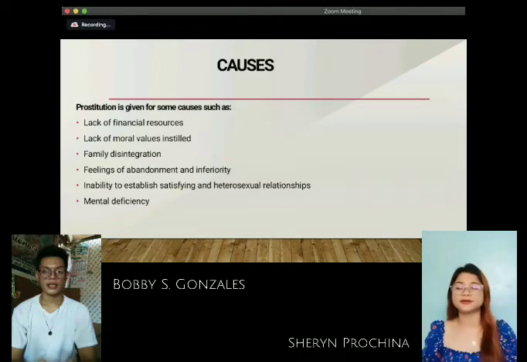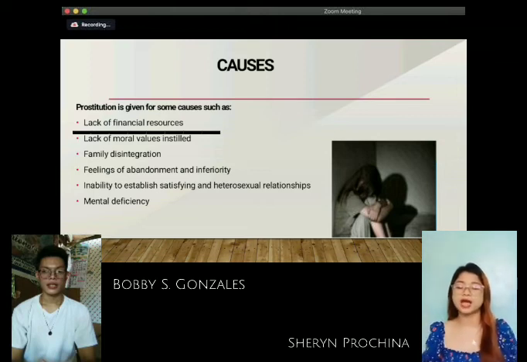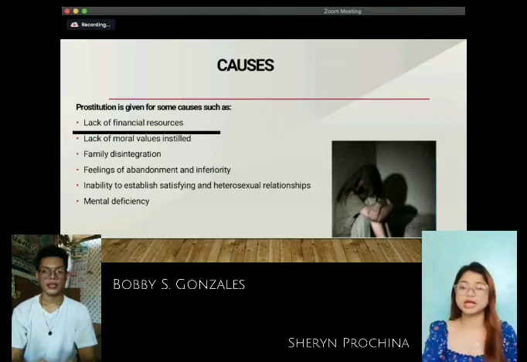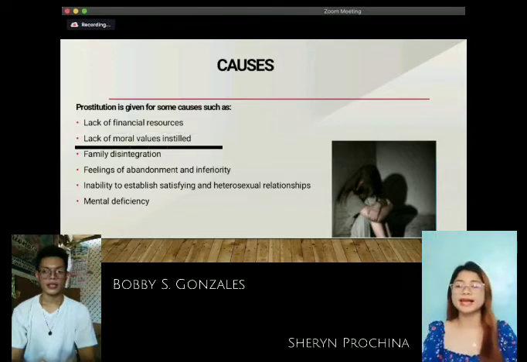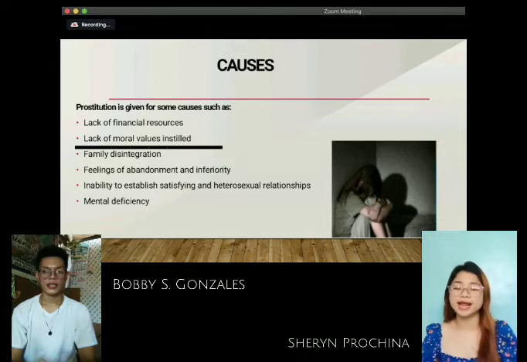Prostitution is driven by some causes. First, we have lack of financial resources. According to ScienceNordic.com, the main reason for prostitution in all groups is money, as money is cited by 85% of the prostitutes. We also have lack of moral values, whether they lack guidance from their parents or they just lack self-awareness, which resulted in lack of moral values. This is one of the causes of prostitution.